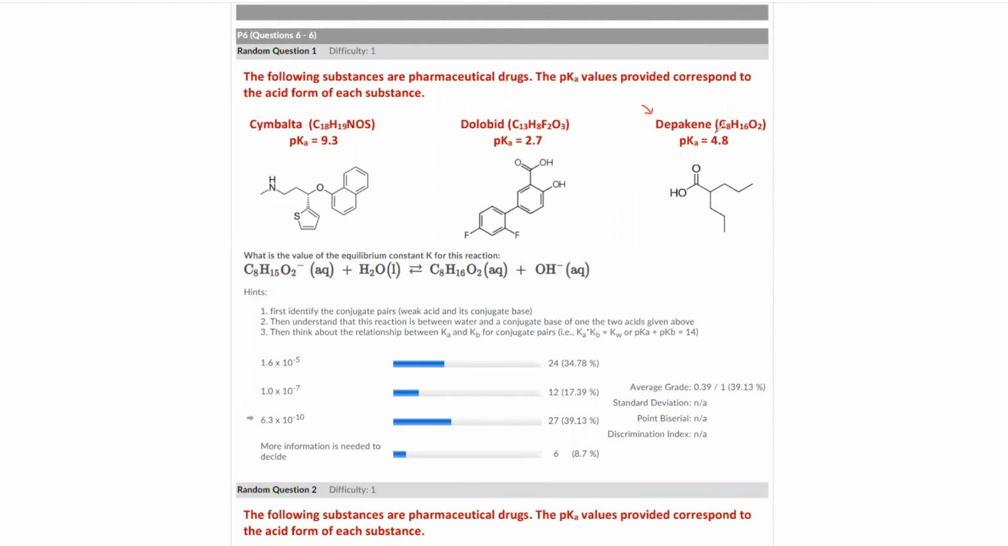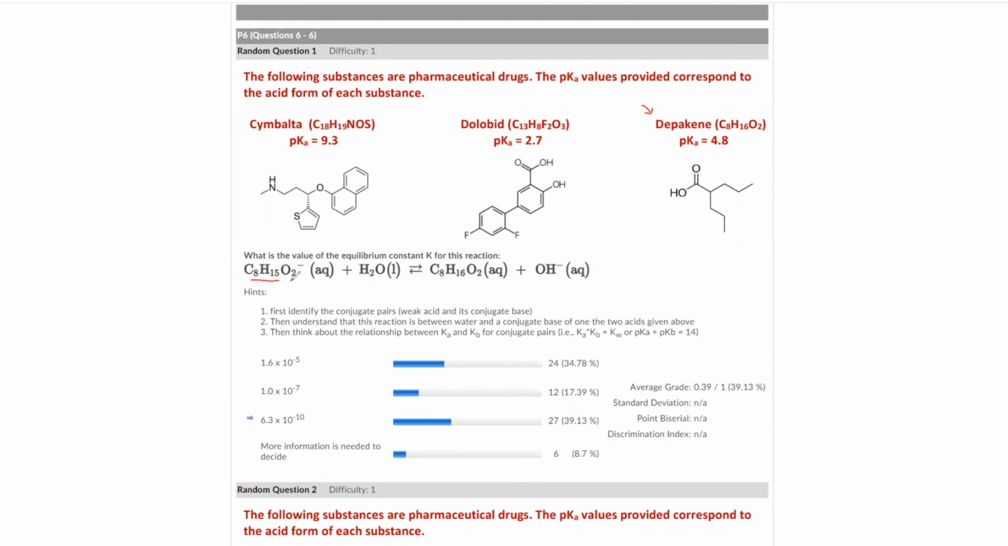Okay. Now, depakine has a molecular formula of C8H16O2, and now this substance given to you here has one less proton, one less hydrogen than depakine, and a minus charge. Okay. Now, what do you think this is? Okay, this is the conjugate base of depakine. All right, this is what you get when depakine reacts with water, because you're going to get the conjugate base.